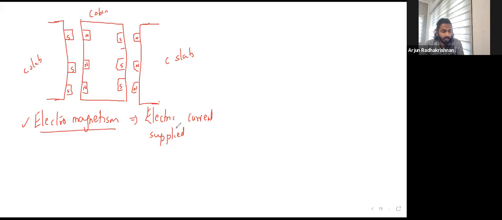If we reverse the current flow direction, the train will move backward.